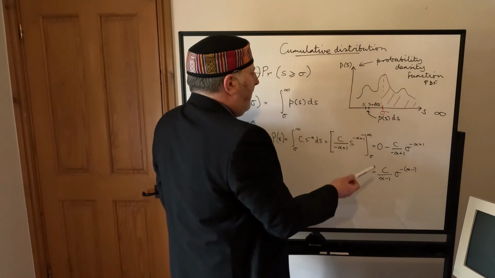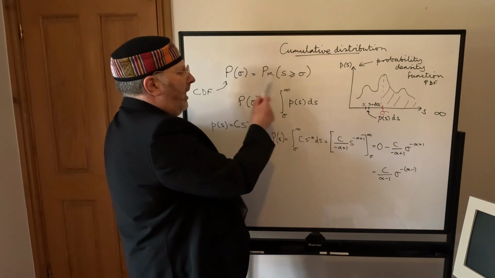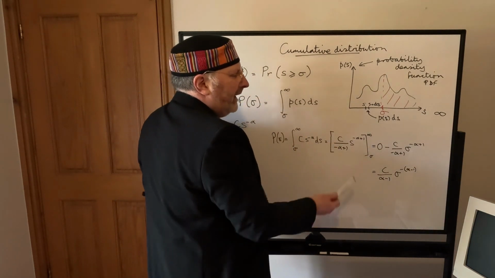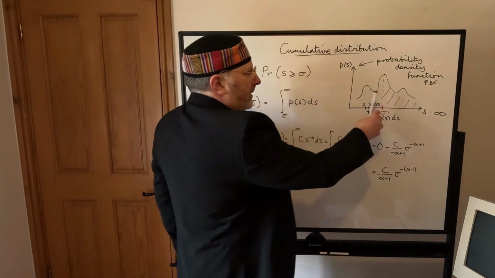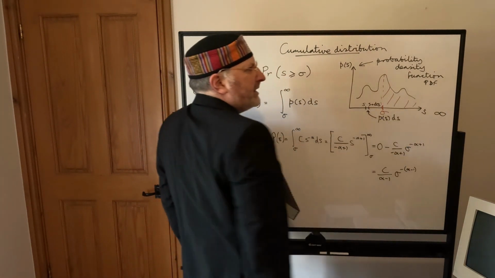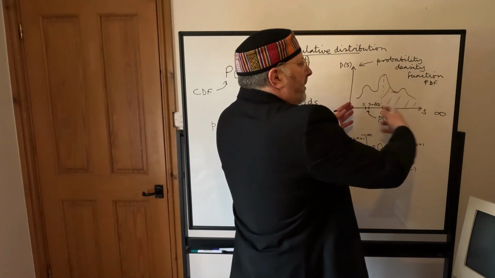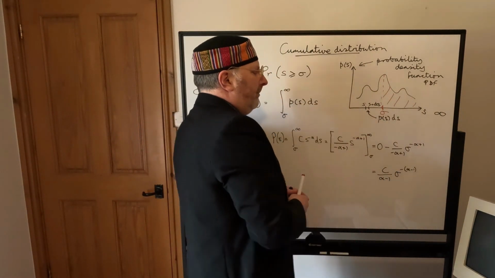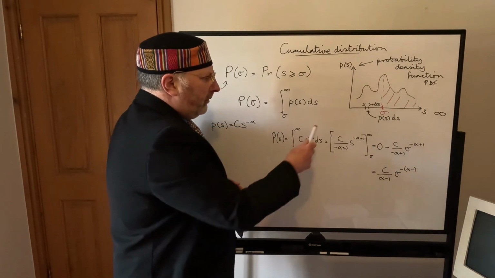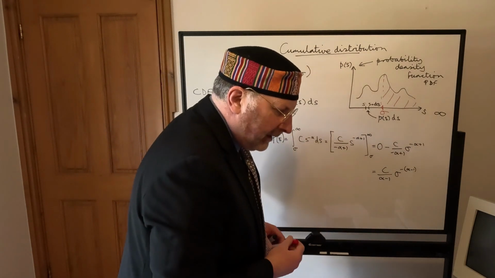And what that means is that you can't have a power law distribution with an alpha less than 1, because it would mean that probabilities became infinite. You couldn't have a finite probability overall. So yes, alpha has to be larger than 1.